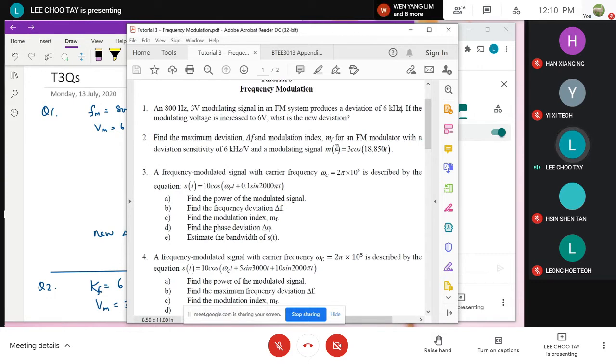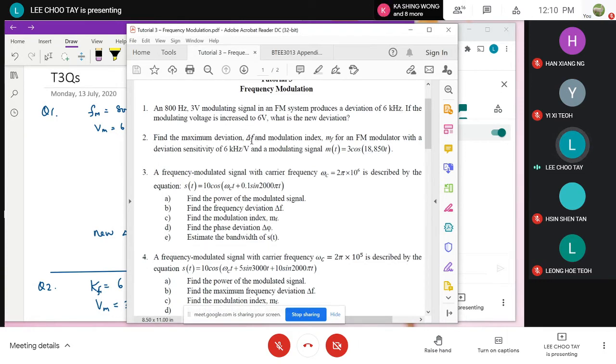All right. So this question is again an extension of question 1, where you need to find the modulation index. To do this question, you need to know the equation for modulation index. So the modulation index equation is equal to what? Delta F over Fm, isn't it? So we need to find delta F.